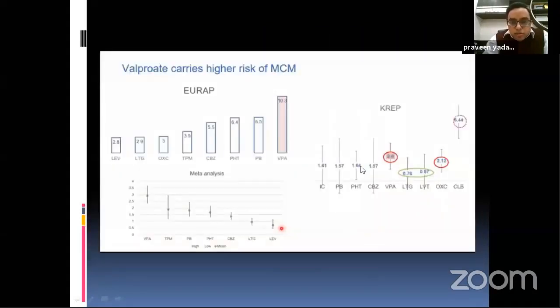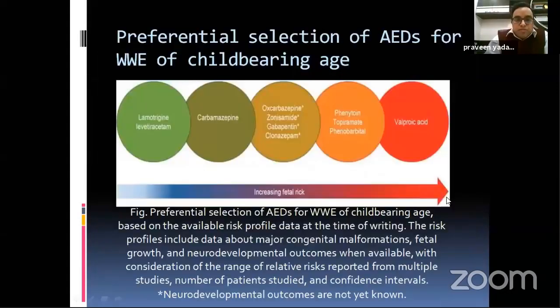This shows the comparison, and this tells us that levetiracetam, lamotrigine, carbamazepine, these three are the safest drugs which can be easily used in pregnancy with the least teratogenic effects. So this is a chart which shows that lamotrigine, levetiracetam, carbamazepine are the safest options, followed by oxcarbazepine, and then phenytoin sodium, phenobarbital, and valproate being the drugs with the most congenital malformations.